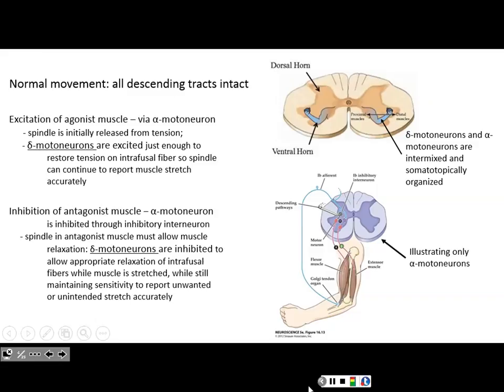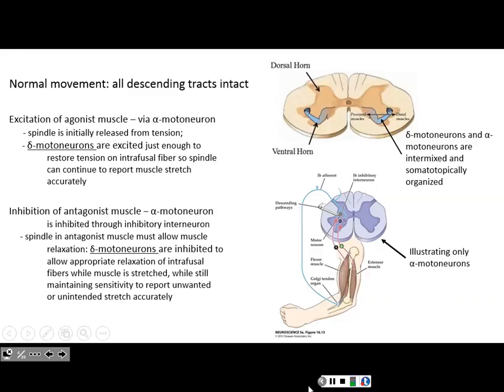So if you have a normal movement, you're going to excite, let's say, one of the muscles to contract. If the muscle contracts and the muscle spindle is released, there'll be a little pause in the firing of the afferent from the muscle spindle because it's been released from tension, right? That all makes sense to you. You've seen that before. And you don't want that to happen, right? You want that spindle to continue to report on the status of stretch of the muscle. So the gamma motor neuron acts to increase the tension back on the spindle.